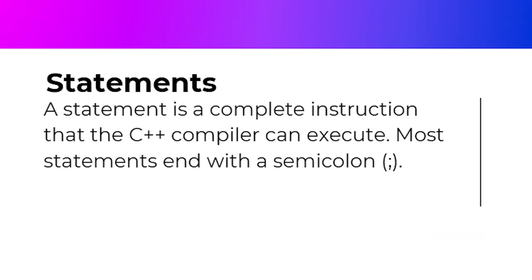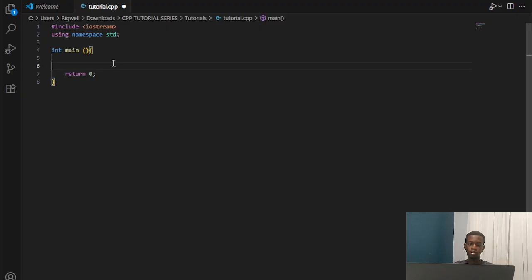A statement is a complete instruction that the C++ compiler can execute. Most statements end with a semicolon, as we always do in C++. Almost every line of code in C++ ends with a semicolon, even our return statement, unless you are opening a function like the main function over here, but we'll get there.